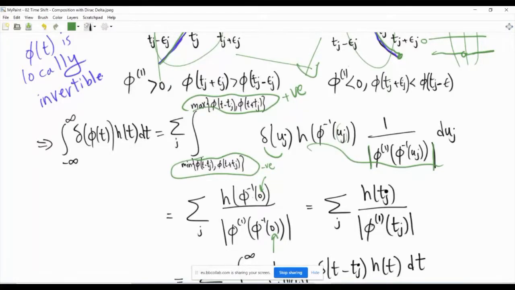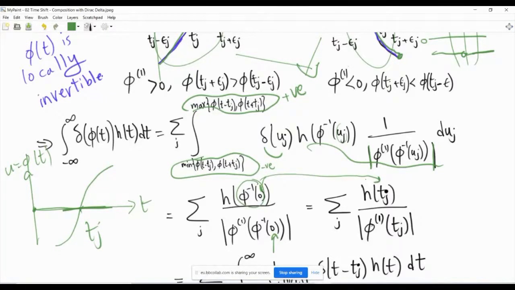Now, what is phi inverse of 0? On our intervals, we have the function that looks like this, or the decreasing version. This is u, which is equal to phi of t, and this is t. When is u equal to 0? When t is equal to tj. So phi inverse of 0 is just equal to tj.